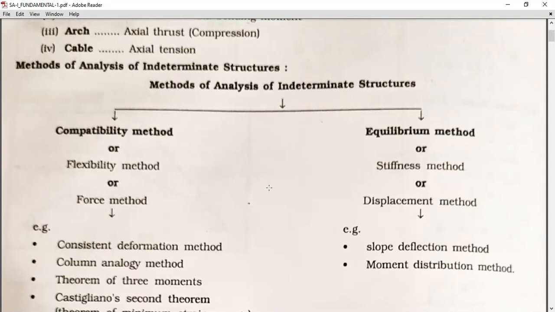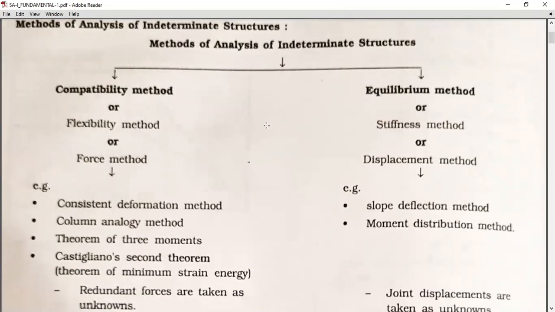First, the compatibility method and the equilibrium method. The compatibility method is also known as the flexibility method or force method. Similarly, the equilibrium method is also known as the stiffness method or displacement method.